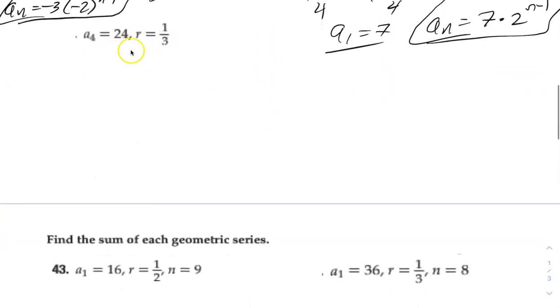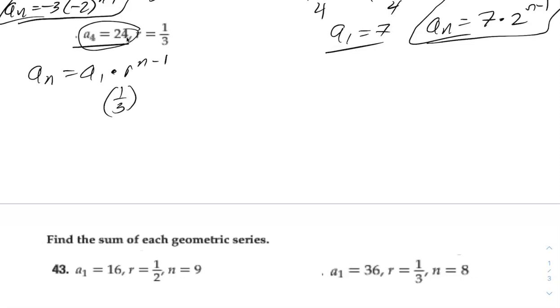Same thing right here. So again, I have my r, I don't have my a1. So let's just write the formula down. Plug in what you do have. R is 1/3. When I plug in 4, I get 24, sorry. So when I plug in 4, I get 24. So like that. I just gotta solve it.